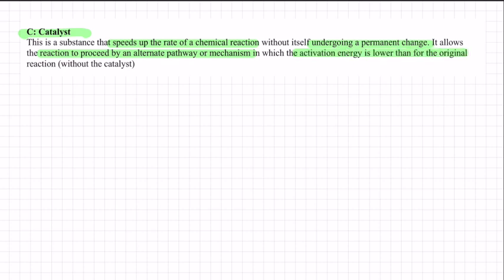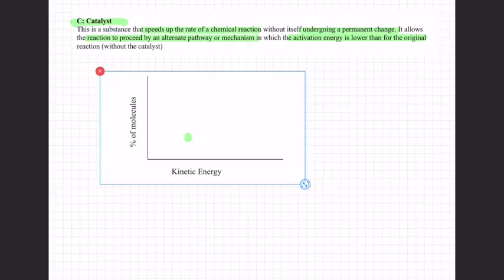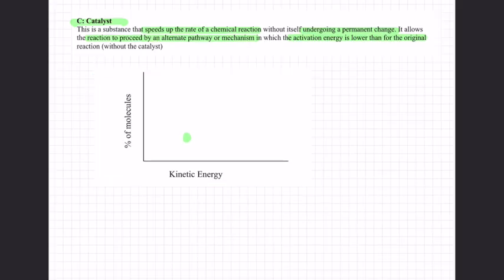Now we can show this on the Maxwell Boltzmann graph that we just learned, as here. This is the Maxwell Boltzmann curve. We show the activation energy for the reaction, and then when the catalyst is added, the activation energy is lowered, so we can show the new activation energy as a new vertical line to the left of the original activation energy.